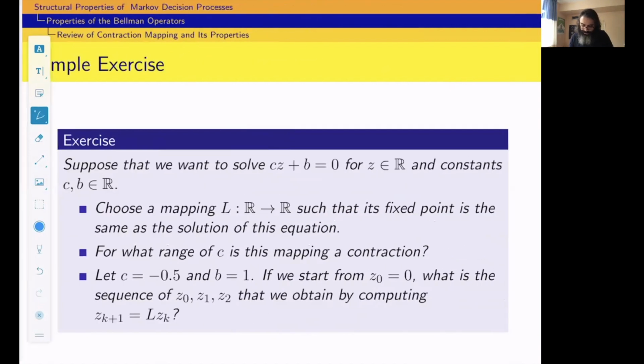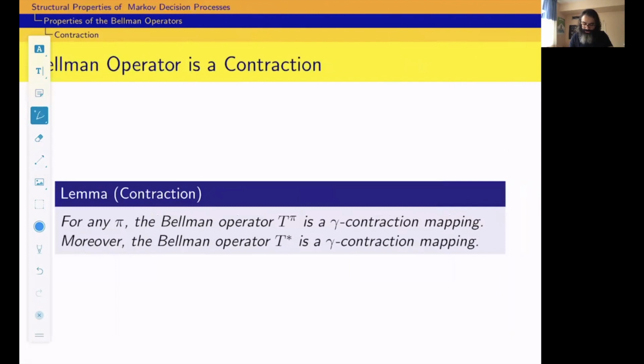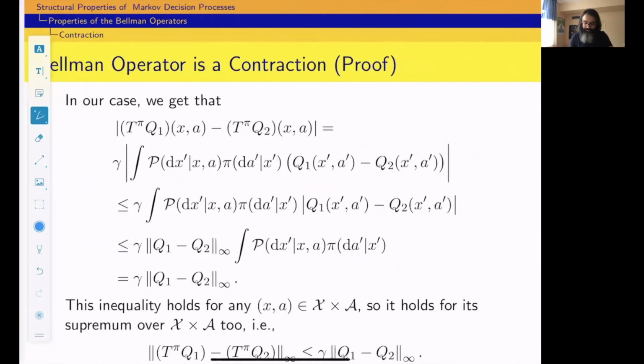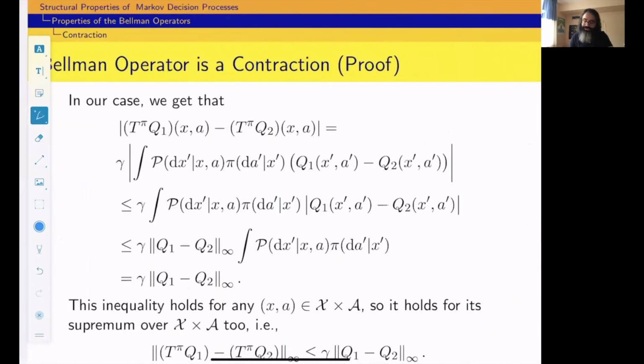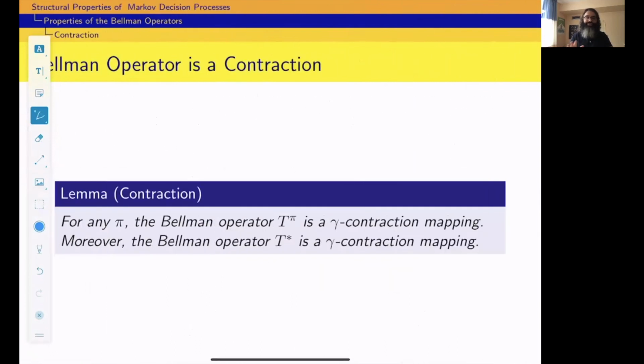So there's an exercise, you can take a look at it. Next time I'm going to talk about proving the Bellman operator is a contraction. And also we are going to continue, as the content of these slides is just half of the chapter.